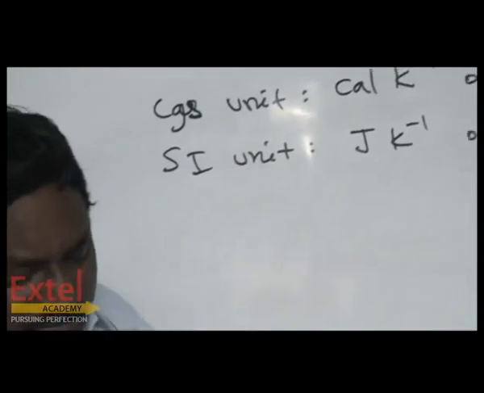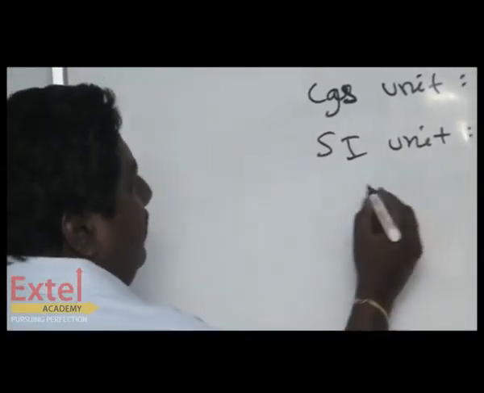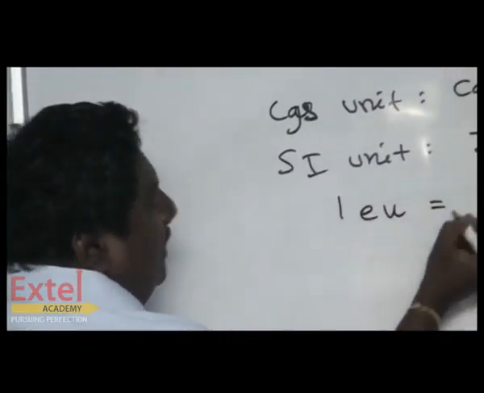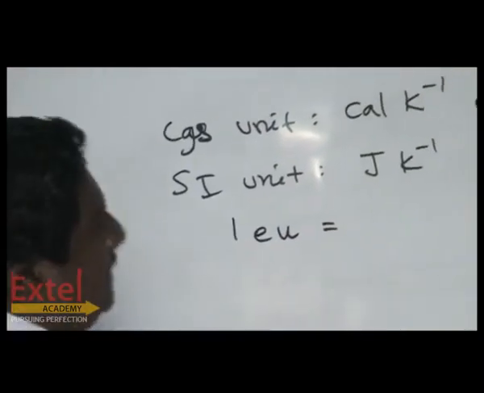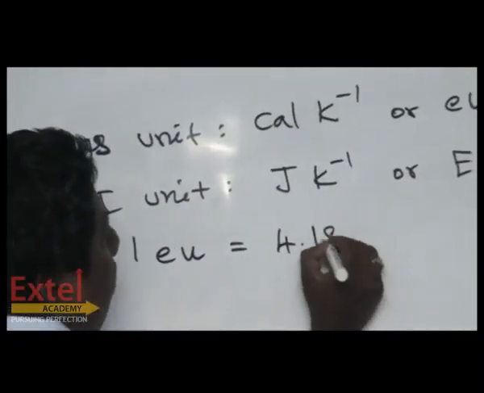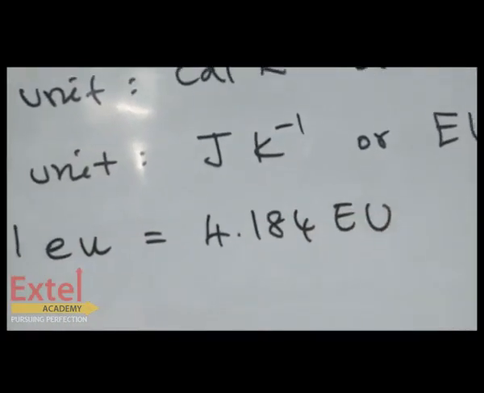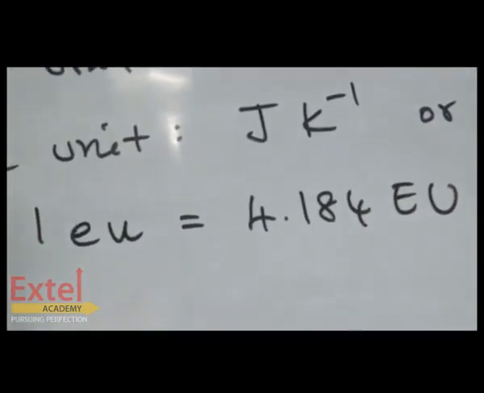Here, 1 small e.u. equal to, that is the relation. 1 e.u. can be written as 4.184 capital E.U. This is the relation between these two.